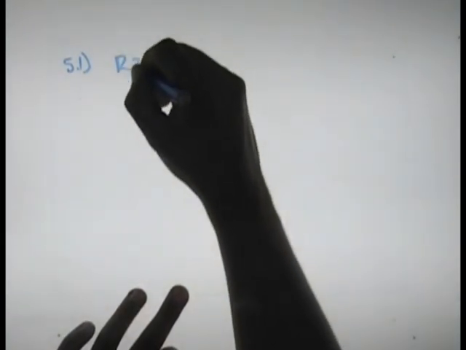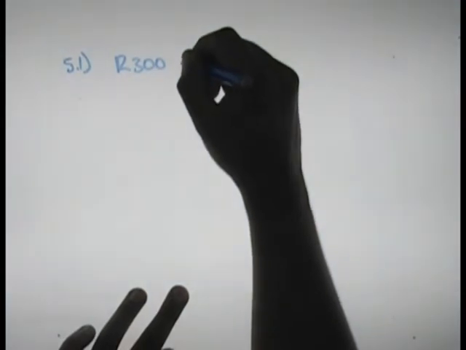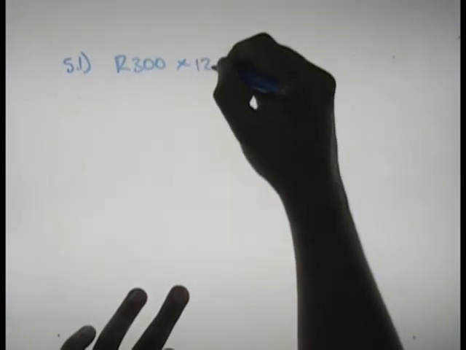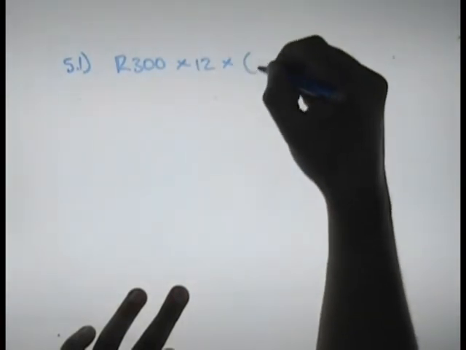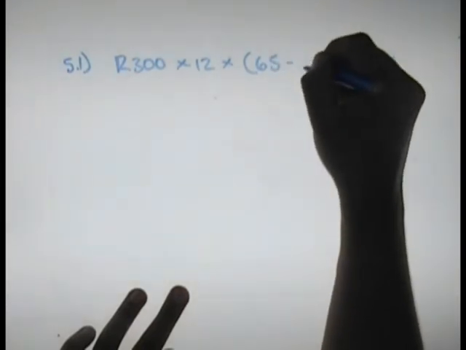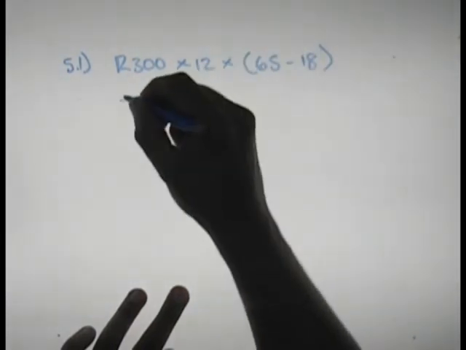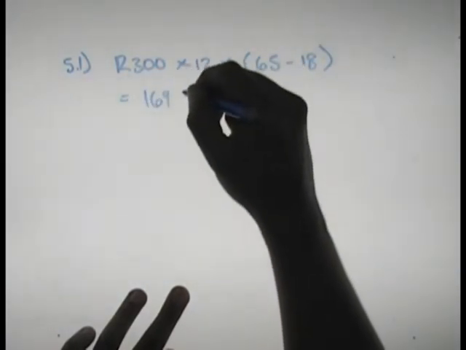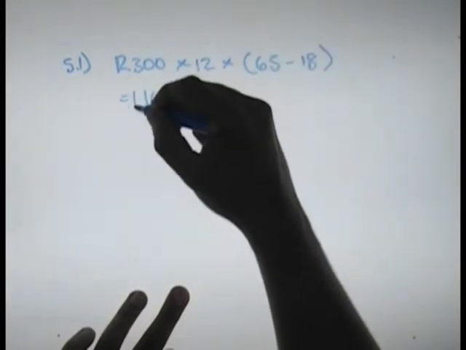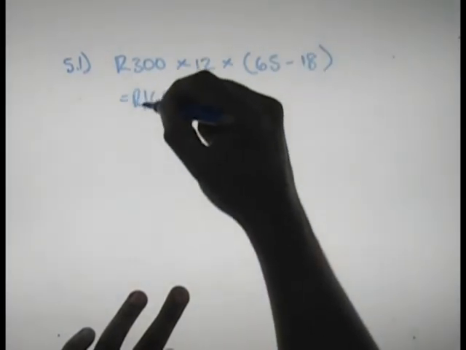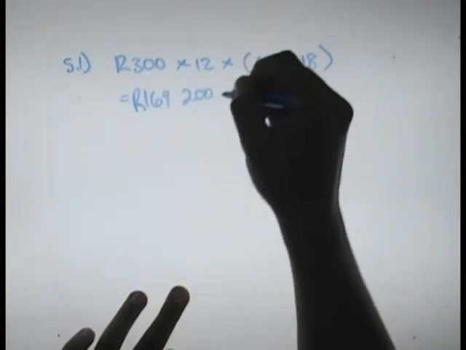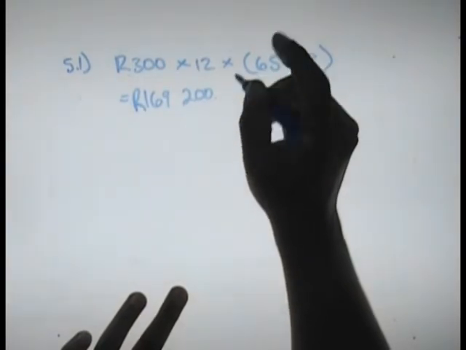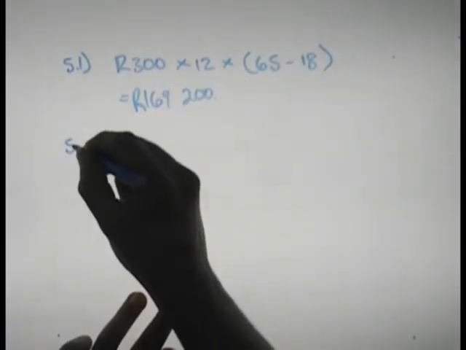Well, you're investing 300 Rand a month times how many years? Well, times 12 months a year, multiplied by the number of years, which is going to be 65 minus 18. That's going to give us an answer of 169,200 Rand. That means altogether, by the time you reach 65, this is going to be your total investment. Seems like a fair amount. Now let's look at what our returns are going to be.